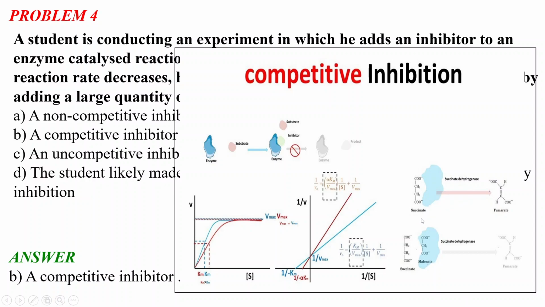So there is a succinate molecule, and there is an enzyme called succinate dehydrogenase which catalyzes the conversion of succinate to fumarate, okay. But when malonate is present, the reaction cannot happen. So this is the example of competitive inhibition, okay. So I will say you don't have to remember the graphs so much, just remember what inhibition is and the broad things about inhibition, and it will be enough, okay.